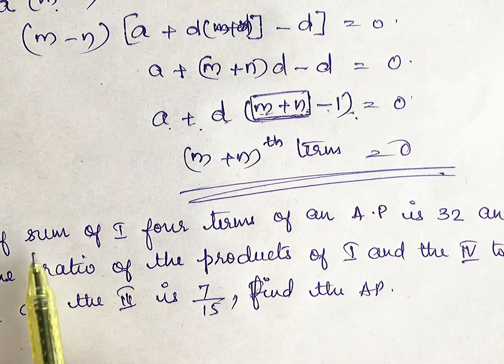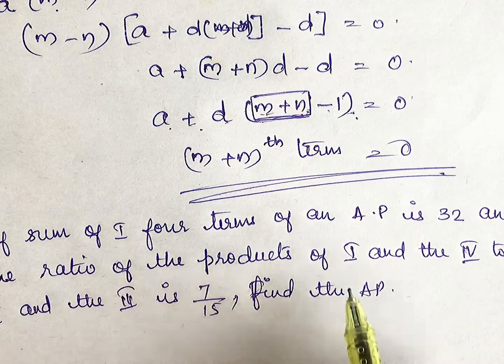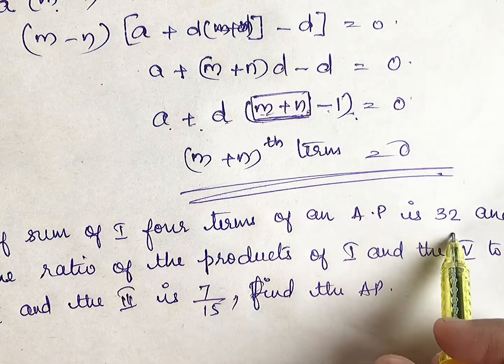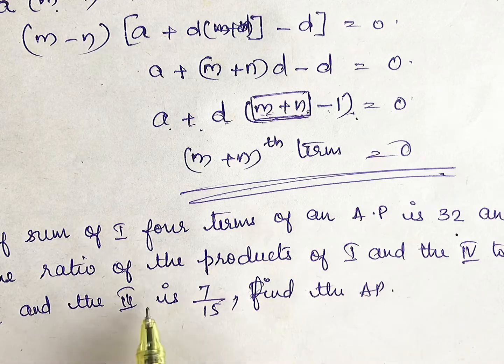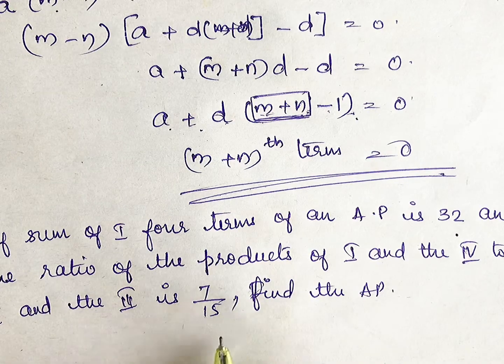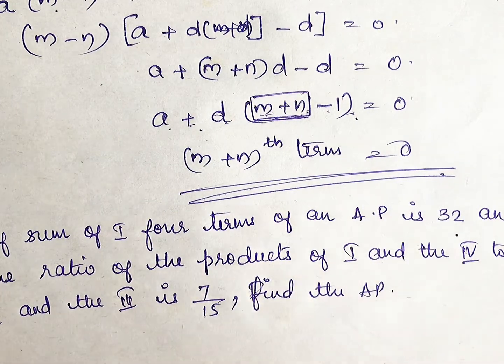Now the next question is, if the sum of the first four terms of an AP is 32 and the ratio of the products of the first and the fourth to the second and the third terms is 7/15, find the AP.